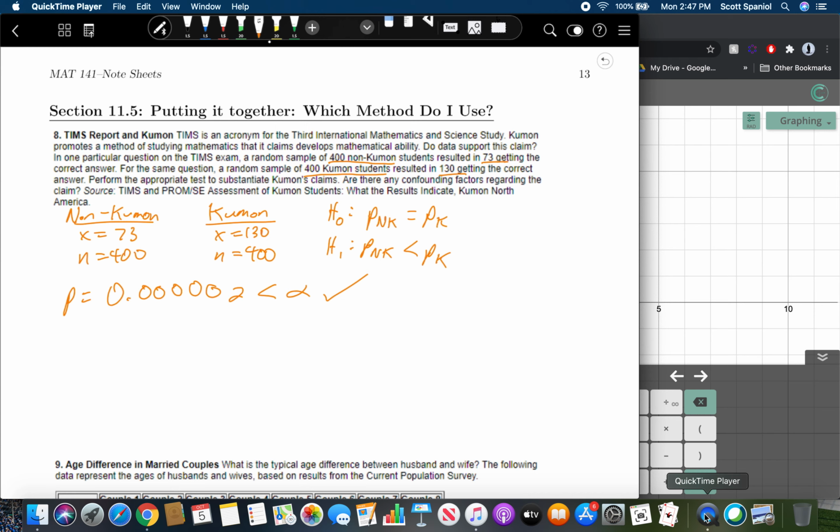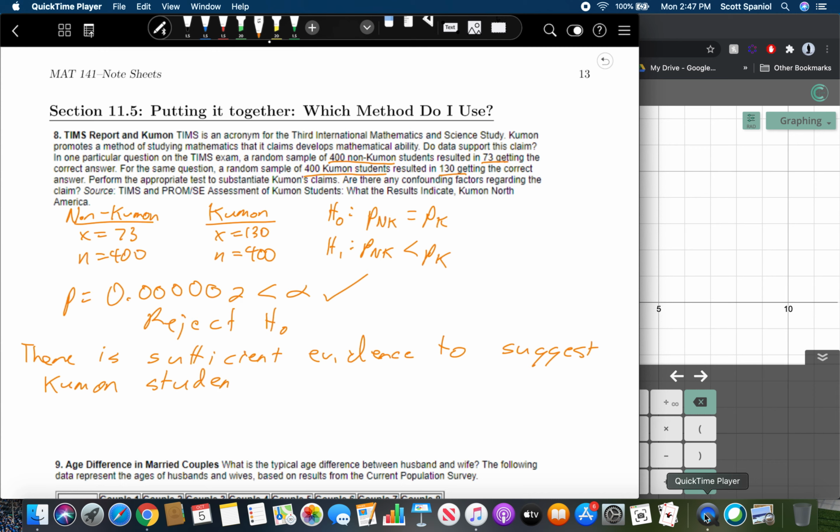So we would reject H naught, and we could say there is sufficient evidence to suggest Kumon students perform better on this question. Okay, so that's the idea.